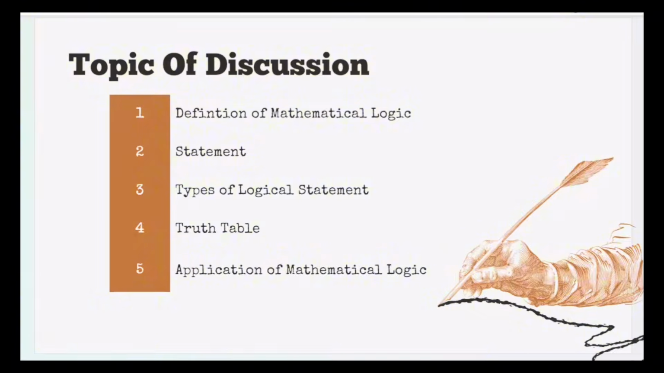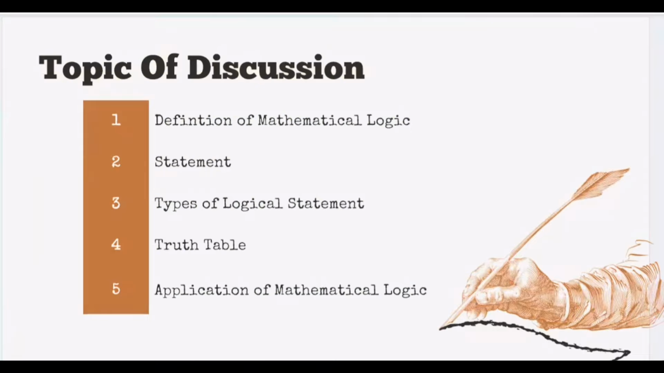Okay, the topics of discussion today. Number 1 is definition of mathematical logic. Number 2 is statement. Number 3 is type of logical statement. Number 4 is truth table. And the last one is application of mathematical logic. Next.